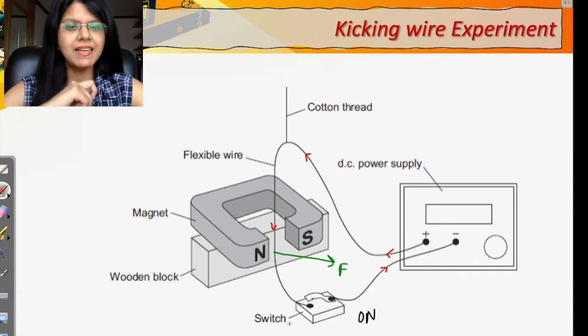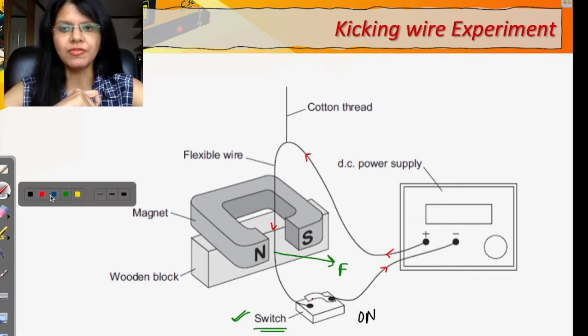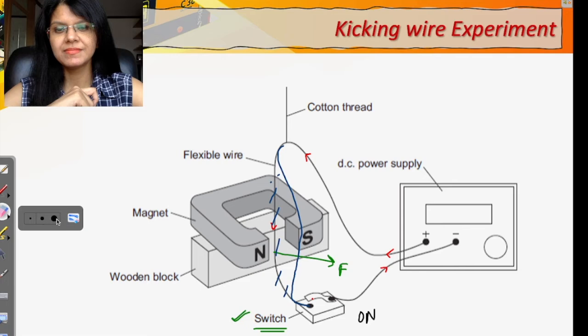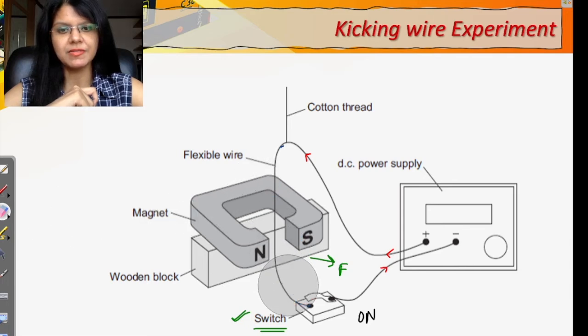Ultimately, as soon as you switch on the current here, you'll see that the wire will move. It will come out like this. The wire will not be in this position anymore. It will curve and move out in this space. When you switch off the current, the wire will move back to its original position.